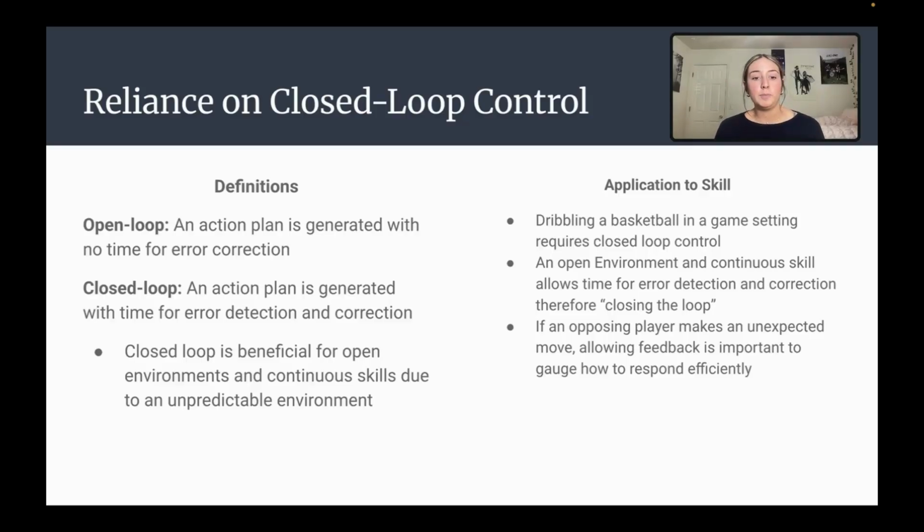So we chose closed loop as being beneficial, just because we have an open environment and continuous skill. And it's an unpredictable environment. So the application is when you're dribbling a basketball in a game setting, it's very unpredictable, and there's lots of time where you're going to need to correct errors. And it allows time for error detection and correction, therefore closing the loop. So if an opposing player makes an unexpected move, there's feedback allowed, which is important to gauge how to respond efficiently. And you don't just keep doing the same moves and then they're able to read what you're going to do next.